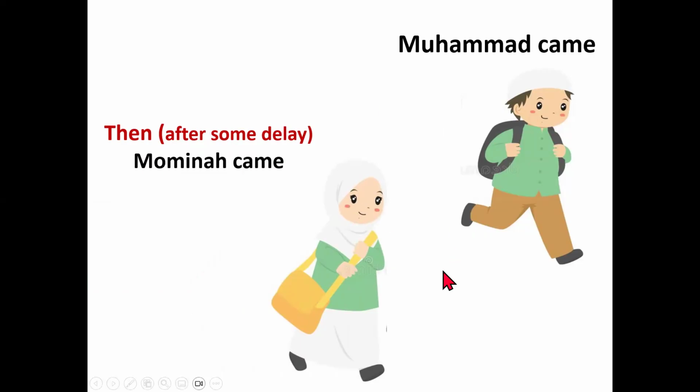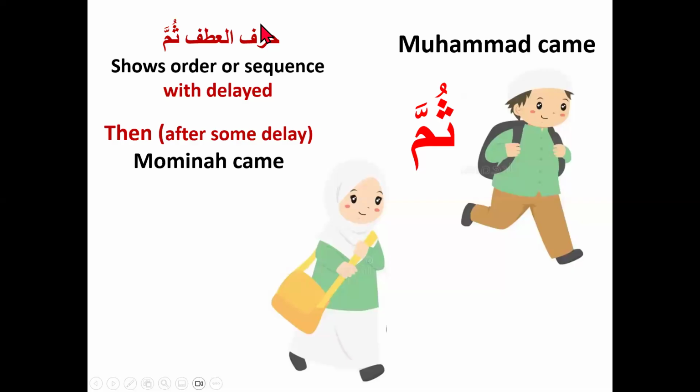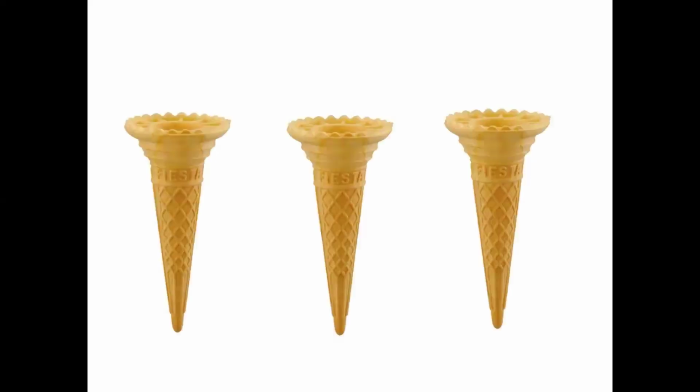So if anything happens after a delay, at that time you will use the harf summa. Harf summa also shows the order or sequence, same like fa. Fa and summa both show order or sequence, but the difference is that in summa the work will happen after a delay, but in fa the work will happen immediately or right after. Okay, so this is the difference between fa and summa and wa. And in the next slide, I will explain the difference between aw and am.